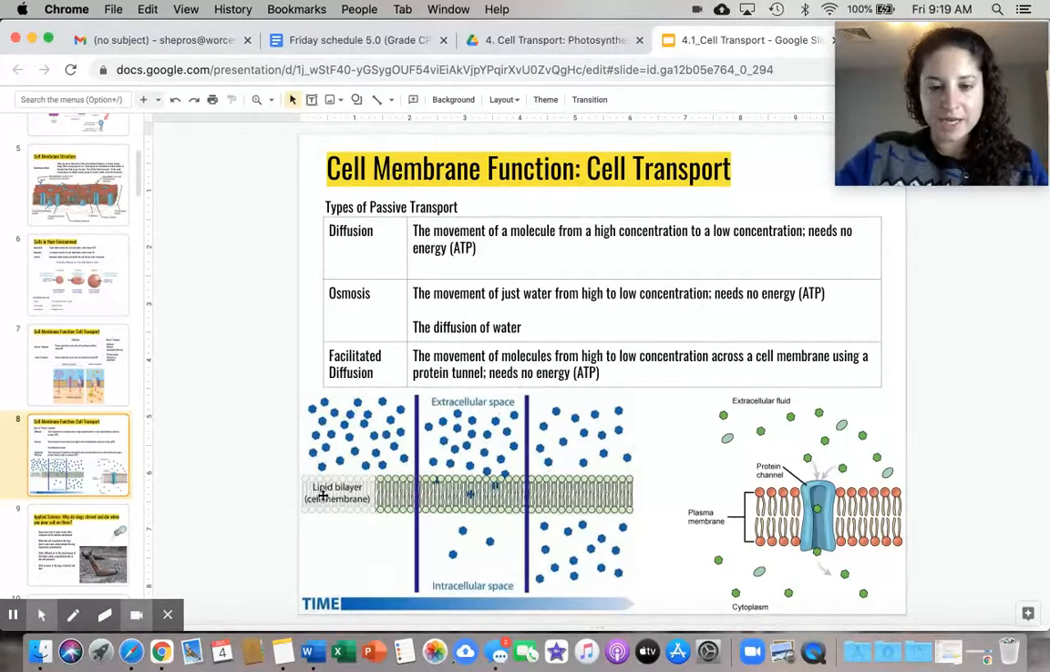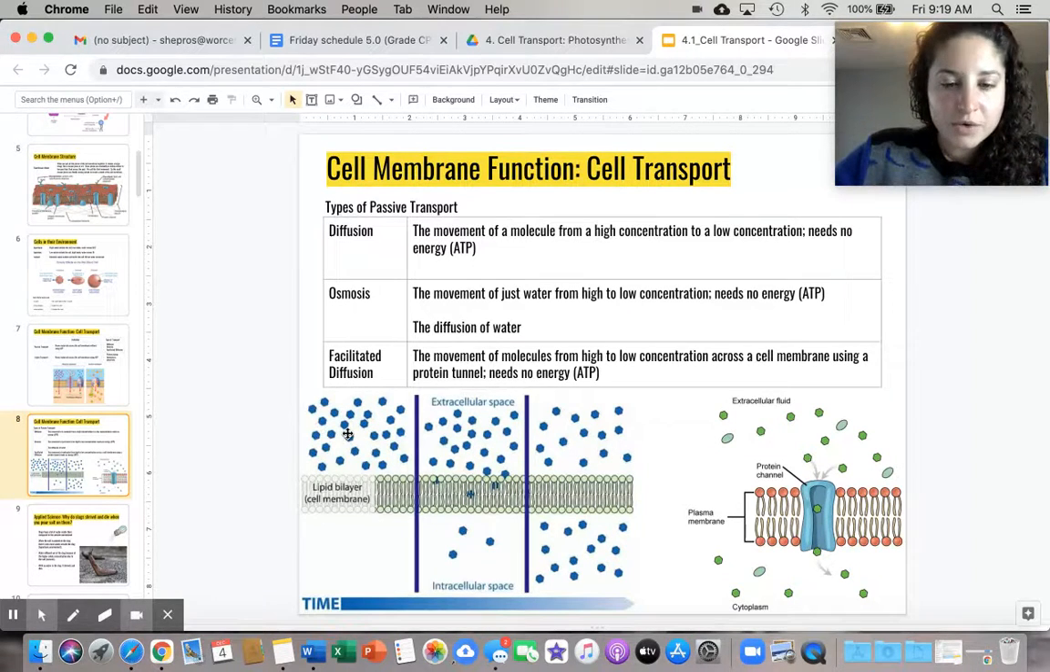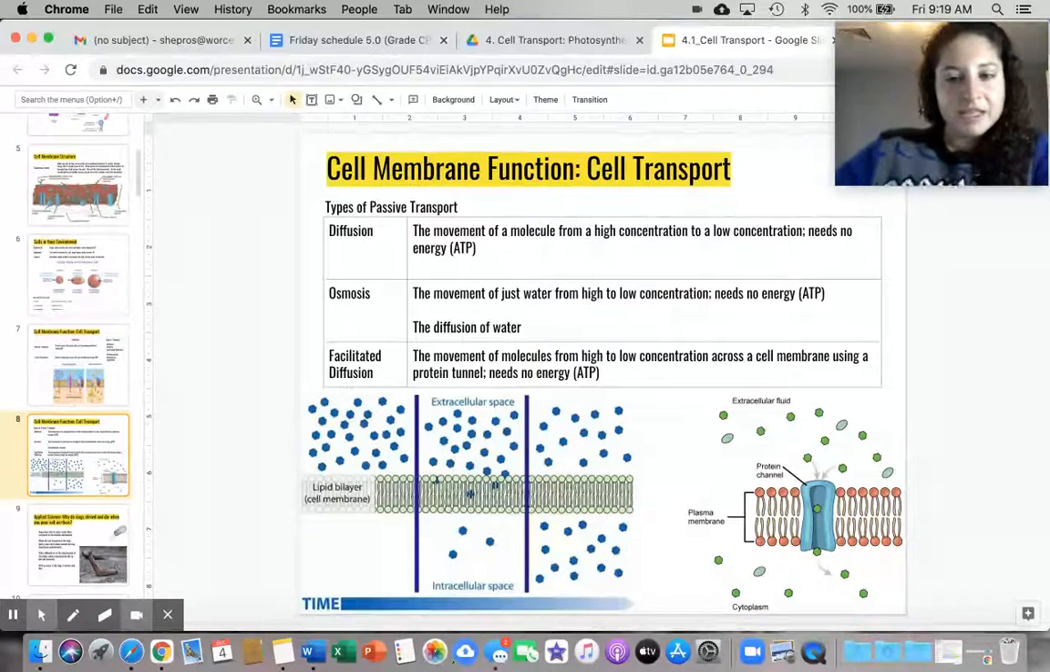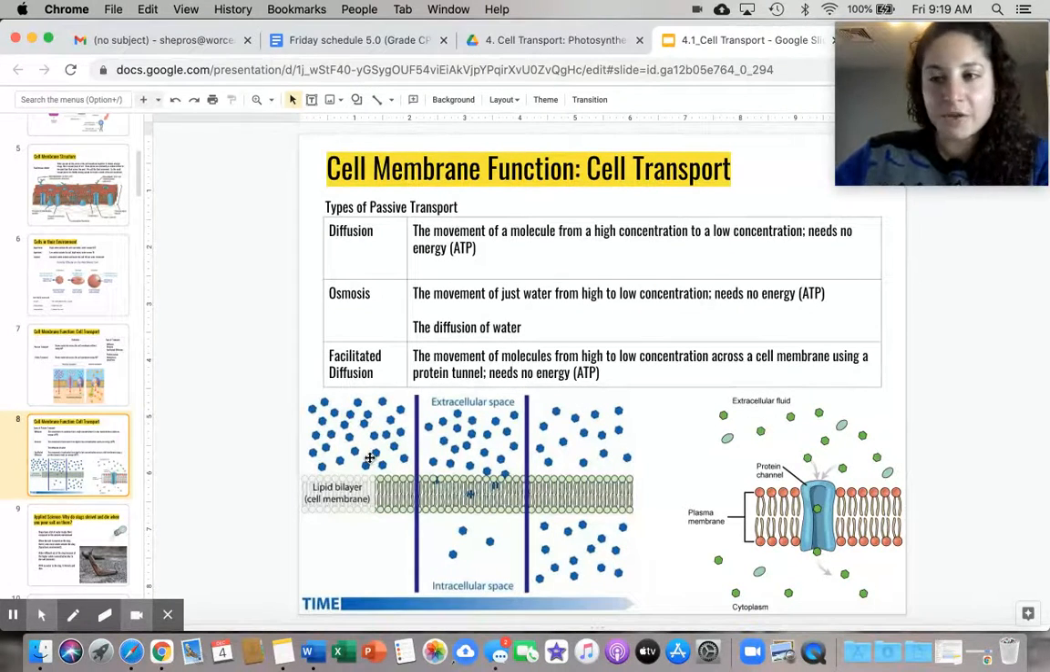Now, this picture right here is showing you how diffusion takes place. So this is our lipid bilayer right here. This is our cell membrane. So we have our little phospholipids. We have two layers of those phospholipids. So 1, 2, and then these molecules, these blue hexagons, are meant to represent different molecules. We can call it salt, we can call it sugar, whatever it is you want it to be.